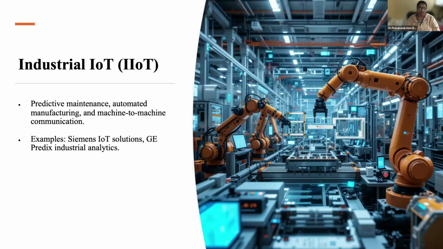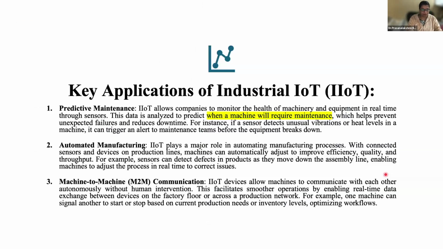The third application we will see is industrial IoT. As we know, most of the industries where automation is made, IoT works there. One such example is Siemens IoT and GE Predix. So where do we use this? For predictive maintenance. We call this predictive maintenance.